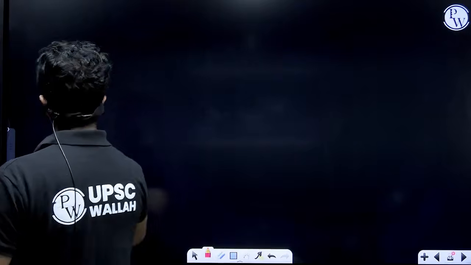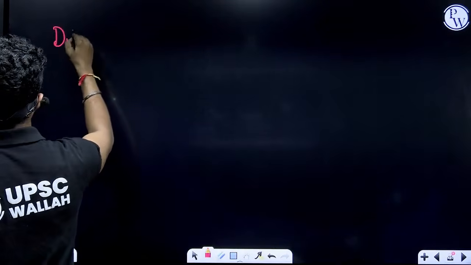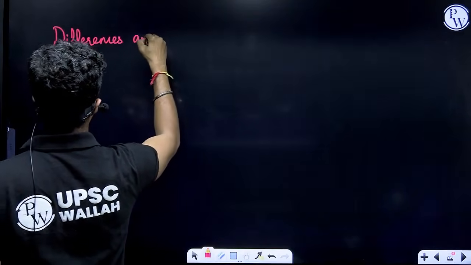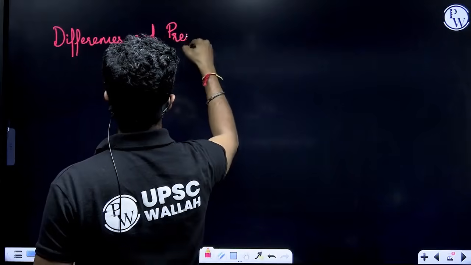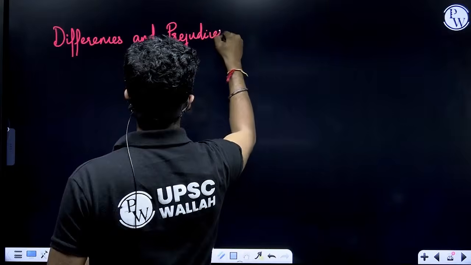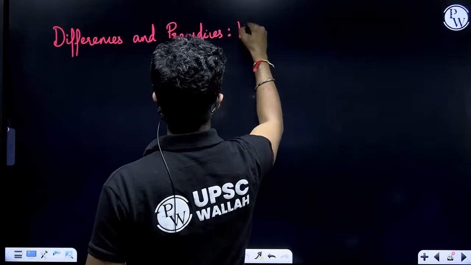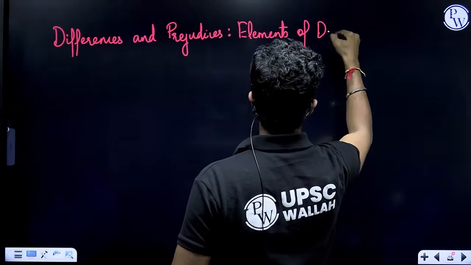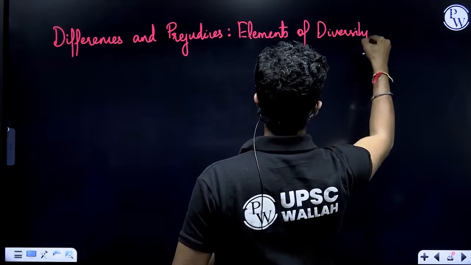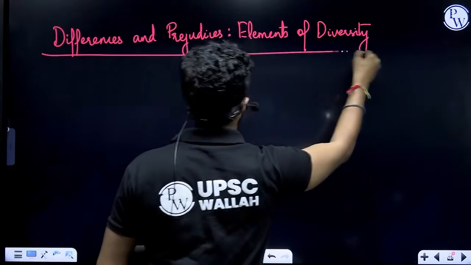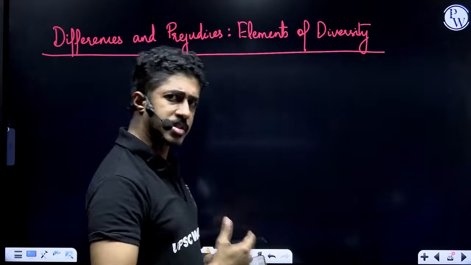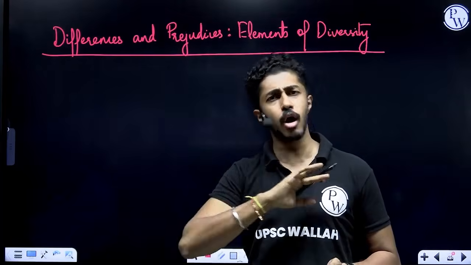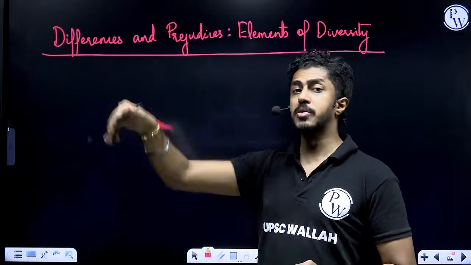The next topic that we will be handling is differences and prejudices. Elements of diversity. Differences. Diversity itself means difference. Difference in culture, difference in food, difference in language, region, religion, all of that. What do you mean by prejudice?